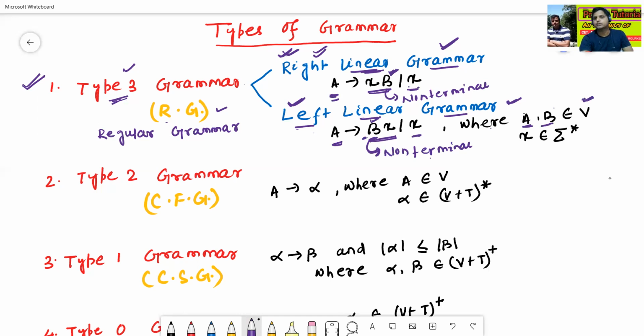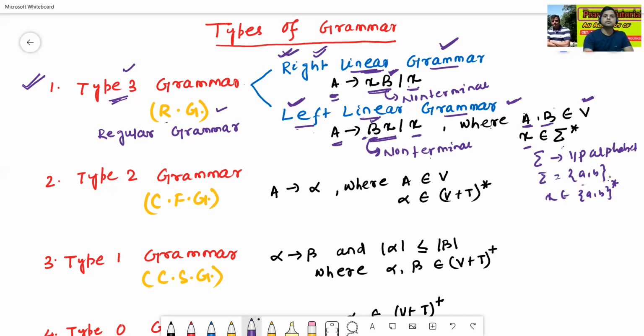A, B belong to V, meaning variables, and x belongs to sigma star. Sigma is called the input alphabet. Let the input alphabet be {a, b}. That means x belongs to {a, b} whole star.